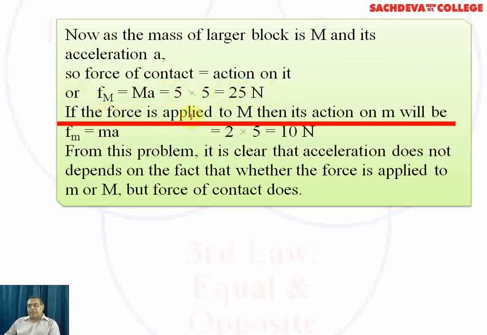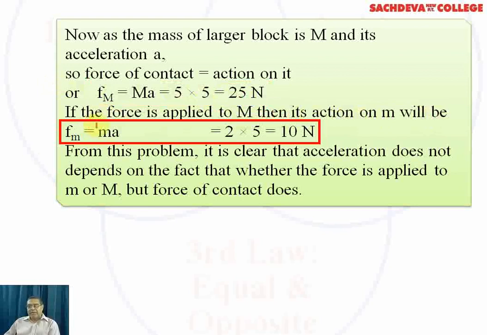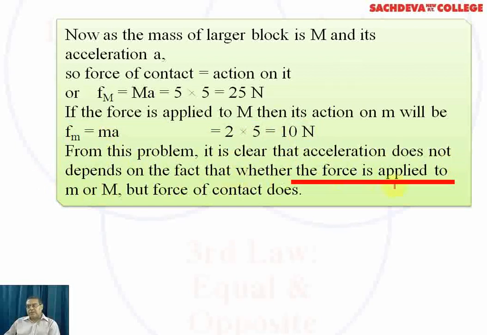If the force is applied to the bigger M, that is the greater mass, then its action on small m will be Fm equal to ma, and according to the given data, it will be written as 2 into 5, that is 10 newtons. From this problem, it is clear that acceleration does not depend on whether the force is applied to m or M, but force of contact does.